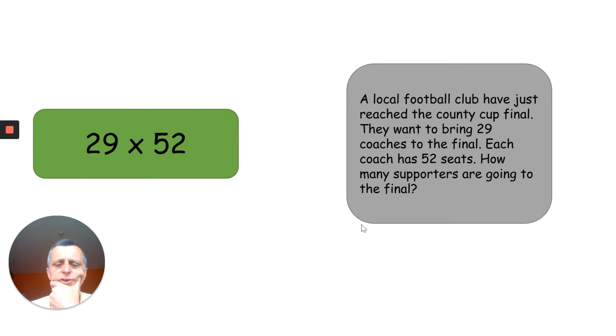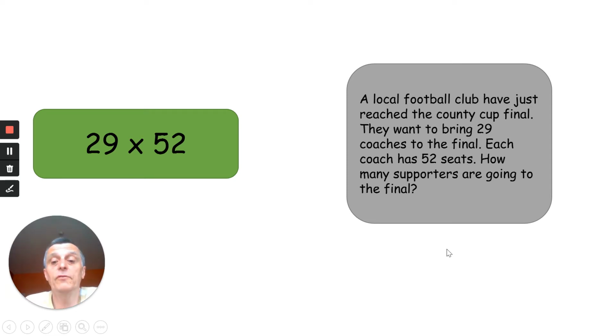So actually, there's a little bit more work there, isn't there? So we know there's 29 coaches. On every single coach, there's 52 people. So actually what we need to do is to multiply 29 by 52. So this question here is actually the same as this question here.